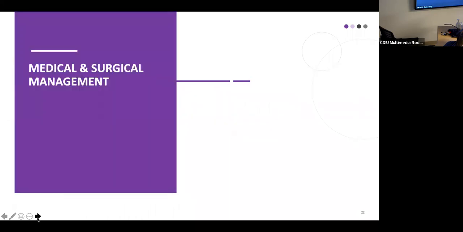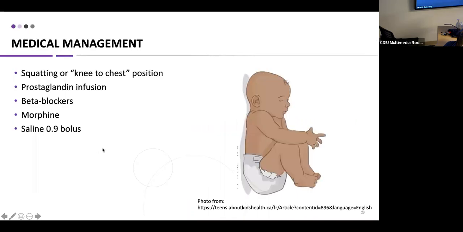So treatment, or medical surgical management. Medical management we'll look at first. So this is the squatting position. As you can see, we have a photo here of a child in the knees to chest position. So we may observe infants squatting or keeping their knees to their chest. This maneuver helps to increase venous return and increases systemic vascular resistance.